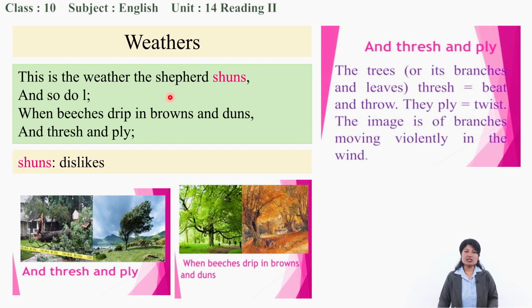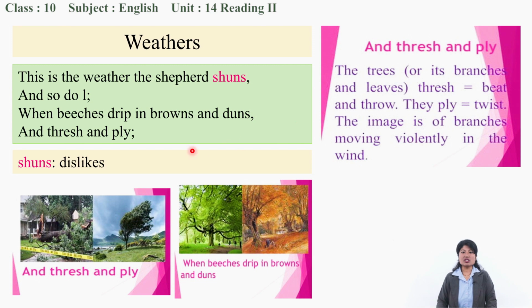Which season is the poet talking about here in the second stanza? Winter. This is the winter season, and the shepherd doesn't like it because everything turns brown at that time and there's no grass for the animals. So maybe the shepherds need to travel a long way to find green grass. That's why they don't like this season, and the poet also doesn't like this season. So do I means the poet also hates the winter season. When beeches drip in brown and dun, and tress and ply.